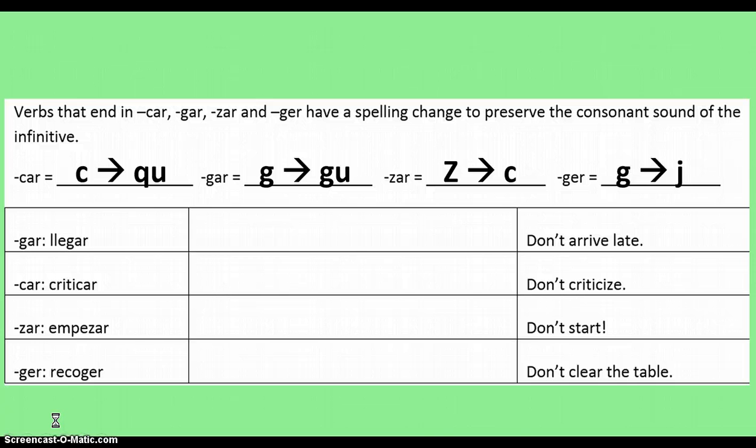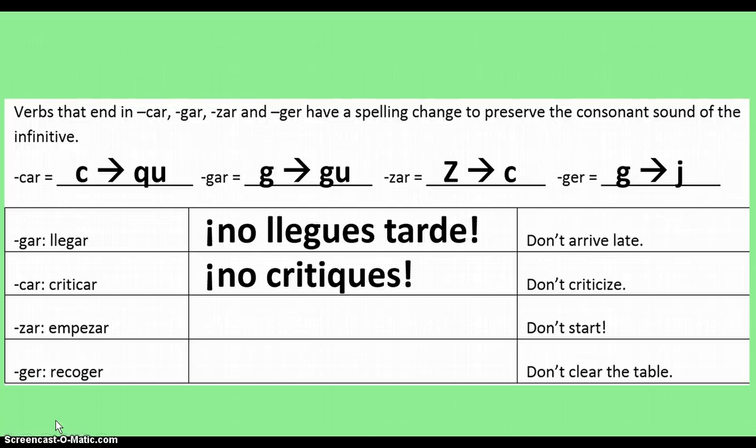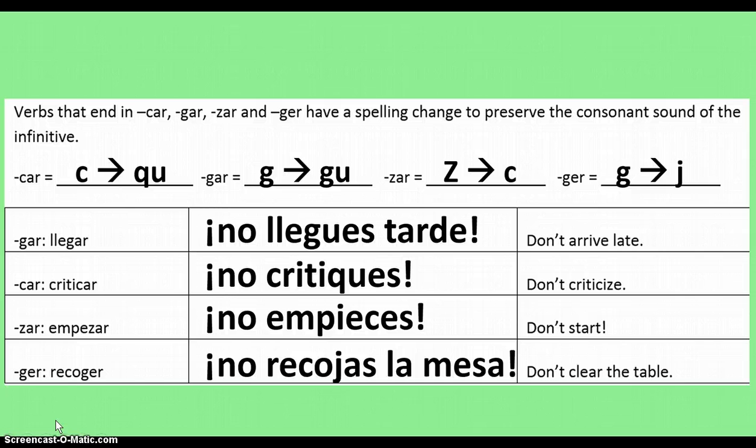So don't criticize. No critiques. Don't arrive late. No llegues tarde. Don't start. No empieces. And don't clear the table. No recojas la mesa.